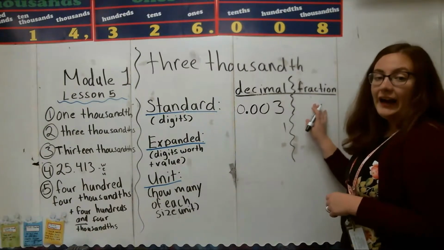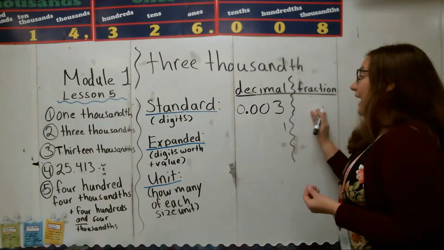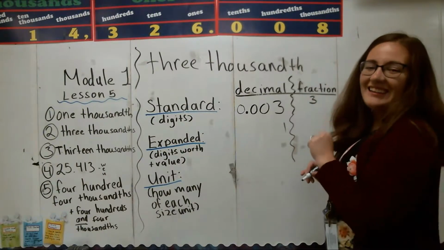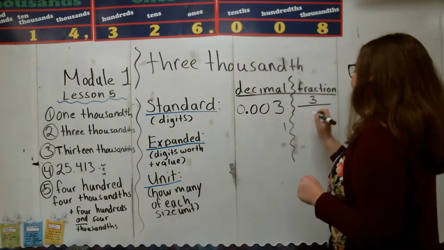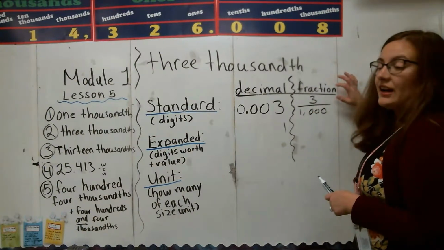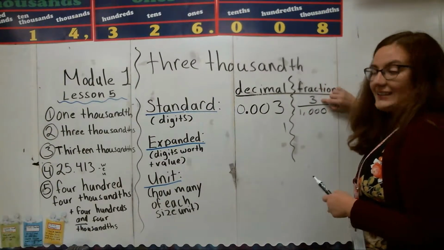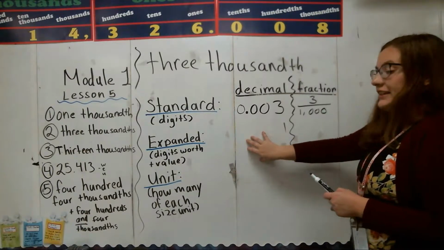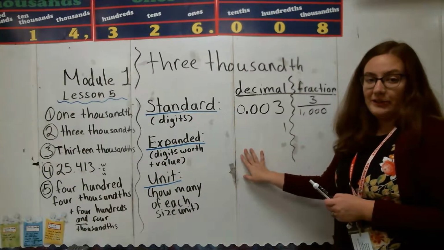As a fraction, my numerator is going to be a 3, and then my denominator will be the thousandths, because this fraction right here reads as 3,000ths.